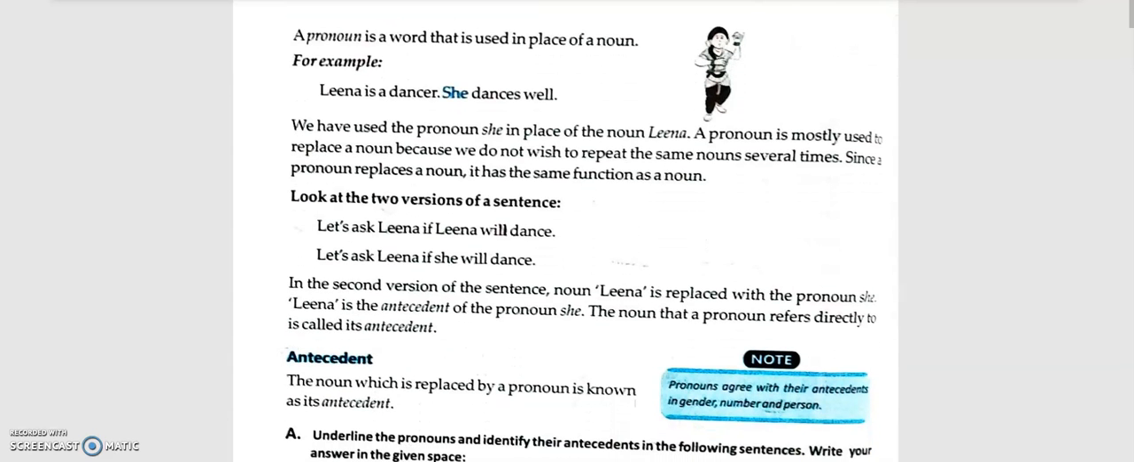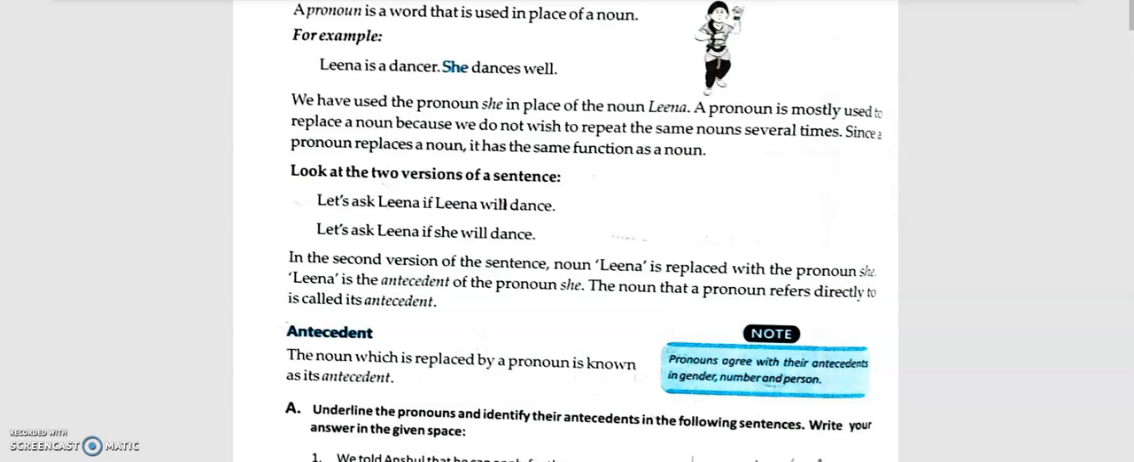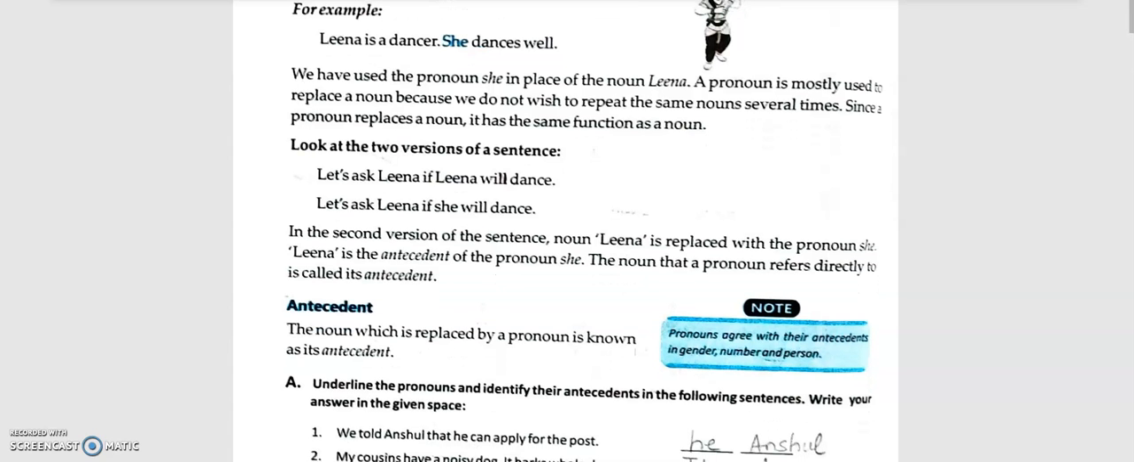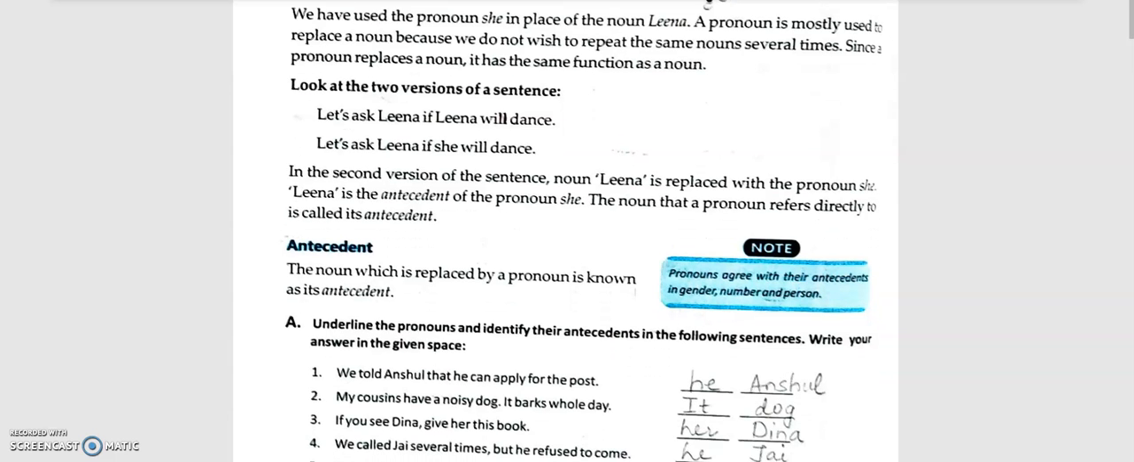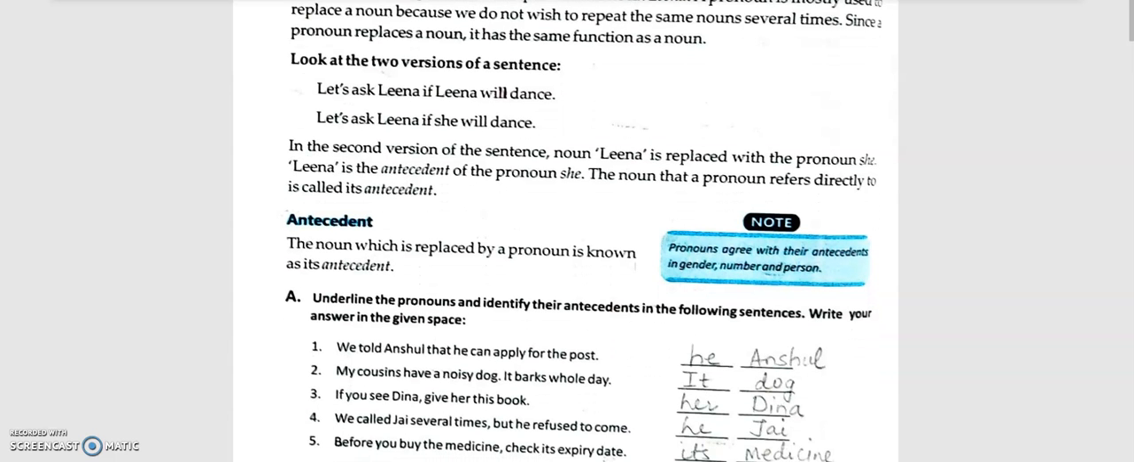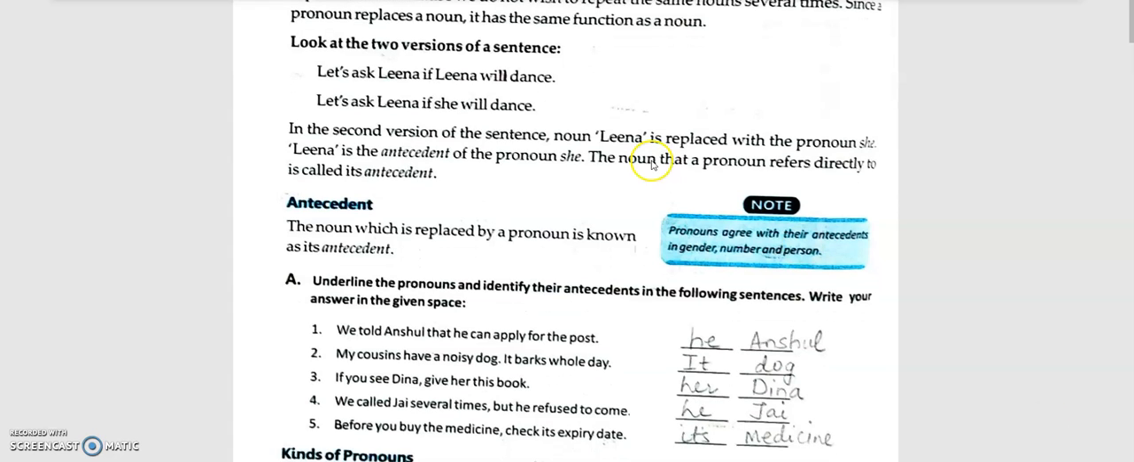A pronoun is mostly used to replace a noun because we do not wish to repeat the same noun several times. Okay, so if in a sentence we have a noun 2 times, we can use one of it as a pronoun. Now look at this here. Let's ask Lina if Lina will dance. See, we have Lina, Lina. We do not want this repetition. So it becomes, let's ask Lina if she will dance. So you see, instead of this noun Lina, we have the word she.